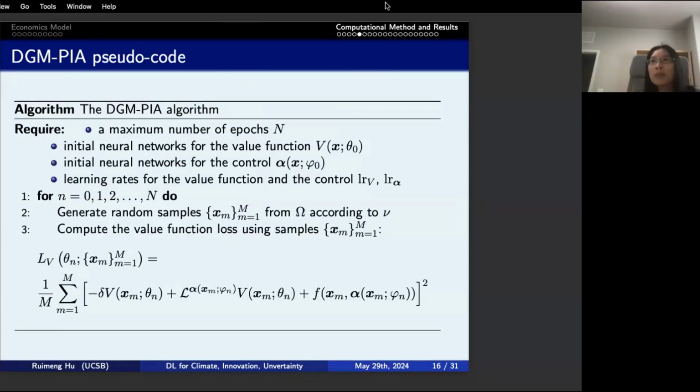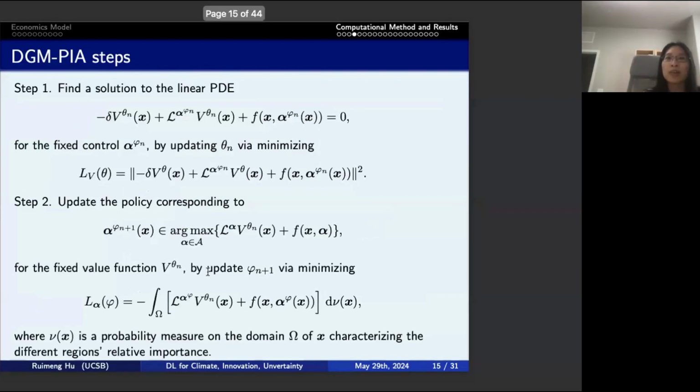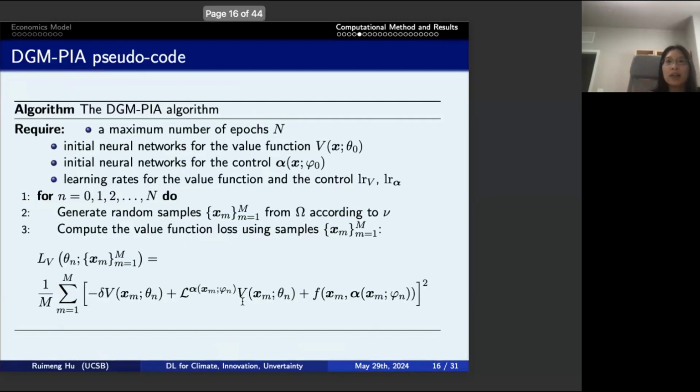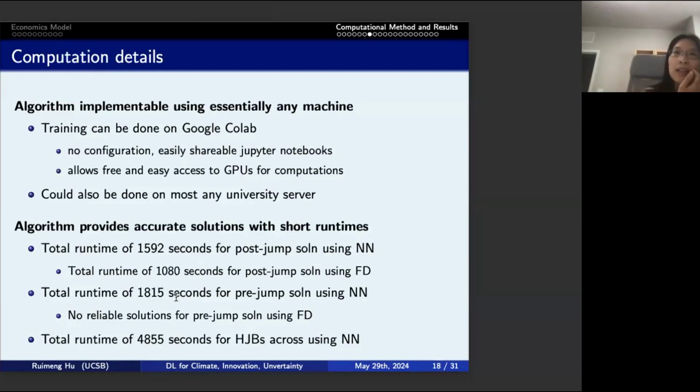I don't have enough time, so let me skip the procedural code here. But basically, we are trying to replace these loss functions by their discrete counterparts, and then doing some gradient descent to update the parameters. And here are some implementation details. The algorithm is not very hard to implement.